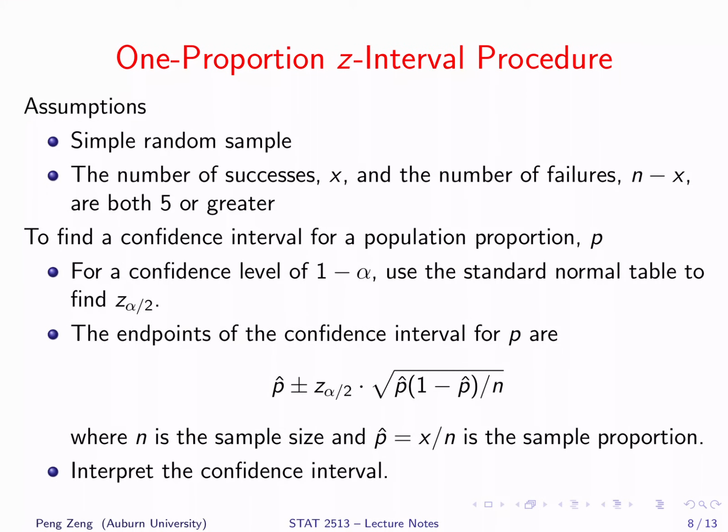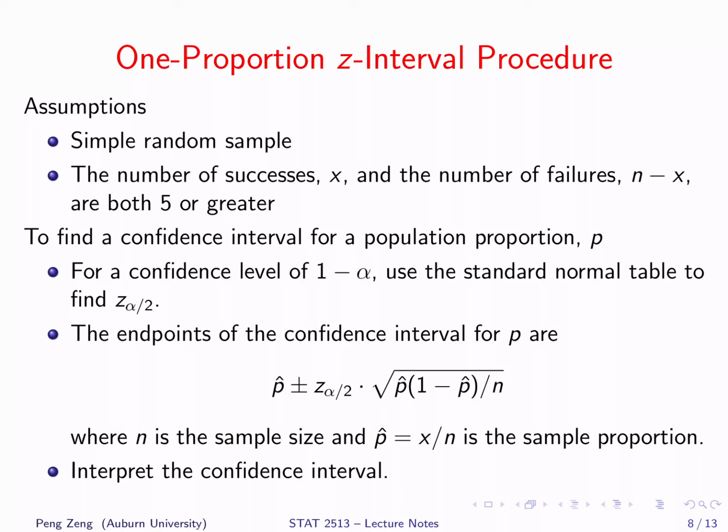This slide explains how to construct a confidence interval for a population proportion. We assume a simple random sample, and the number of successes, x, and the number of failures, n minus x, are both 5 or larger. The number of successes just means the number of members in the sample that have the specified attribute. The number of failures means the number of members in the sample that do not have the specified attribute.